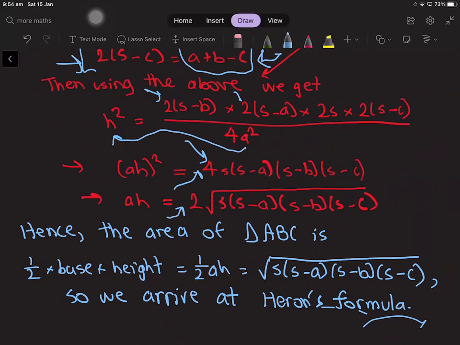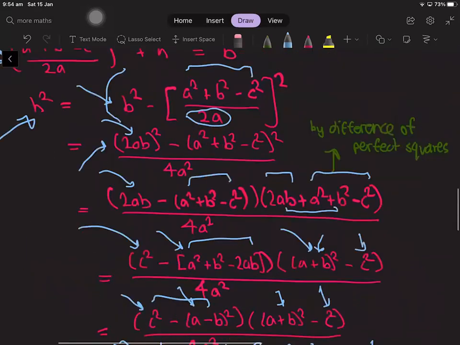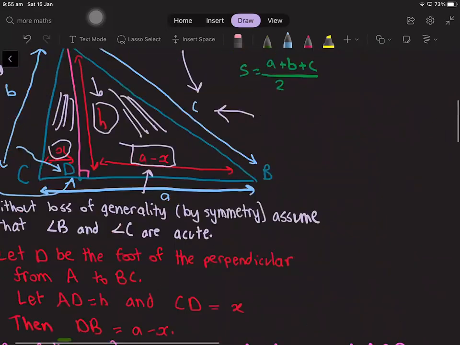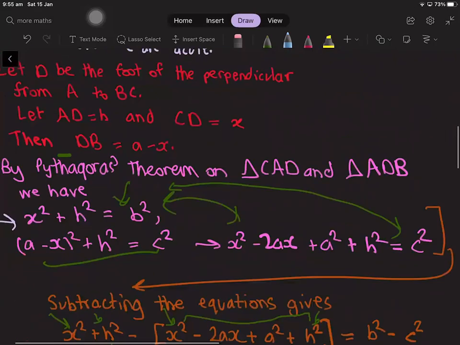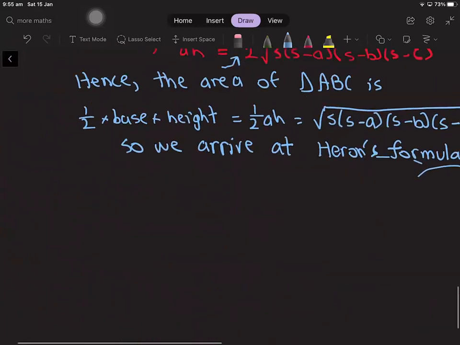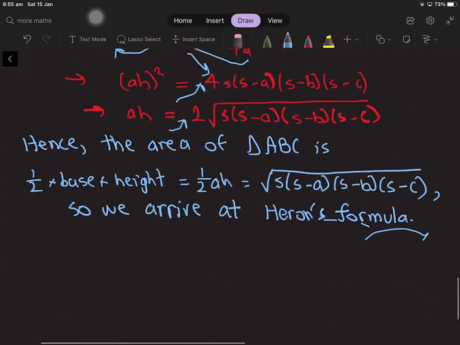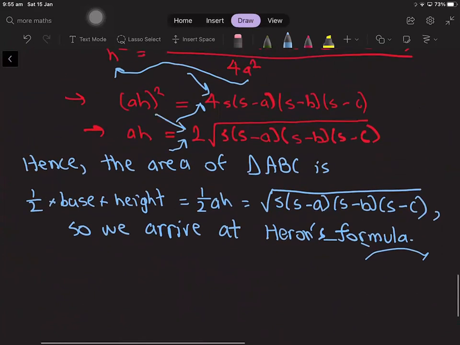And finally, we can find the area of the triangle, which is half times base times height. This is half times a times h, because if you go back to the top, the base was a and the height was h. So half times base times height is a half ah. So then the 2 disappears. So we have the square root of s(s minus a)(s minus b)(s minus c). This completes the proof of Heron's formula.